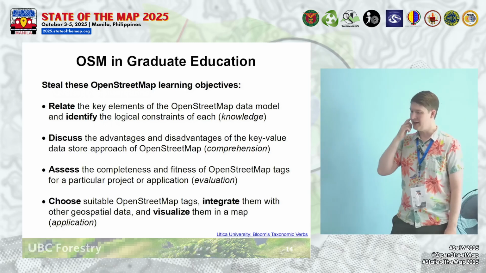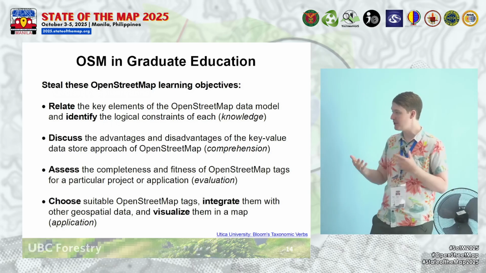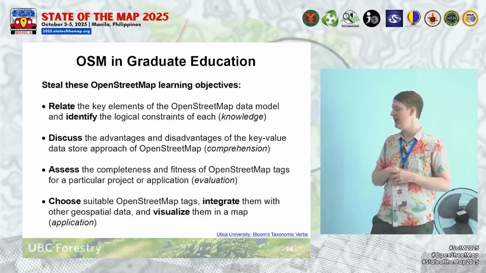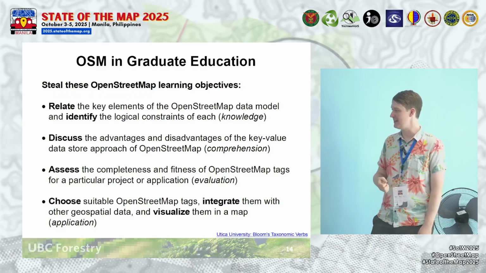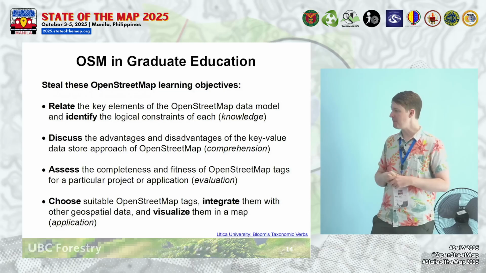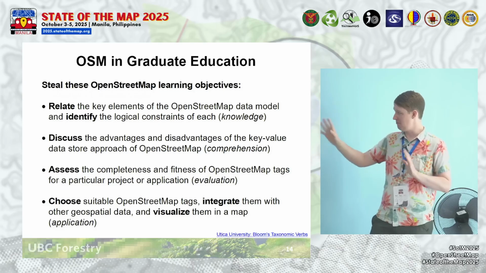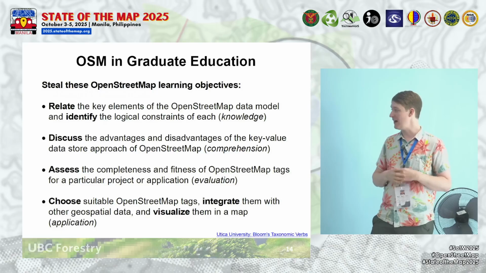And then finally, choosing suitable OpenStreetMap tags for a particular purpose, integrating them with other data. So filtering them, querying them, implying values for missing key values and so on, and then visualizing them ultimately. I think these are maybe a starting point for some possible learning objectives, and I'd be interested to hear if you have others to think about.